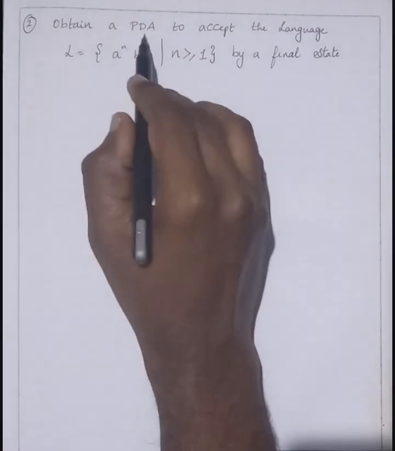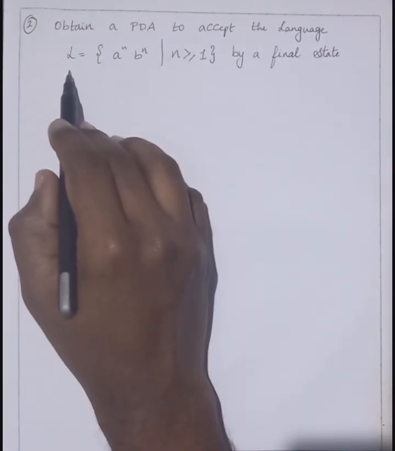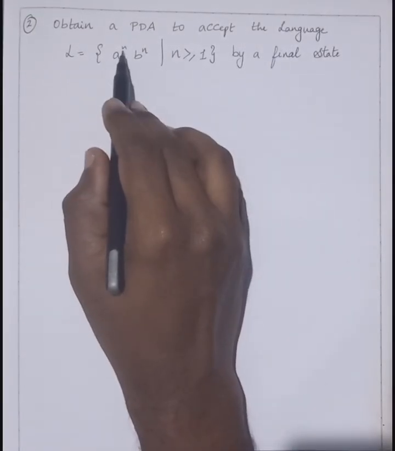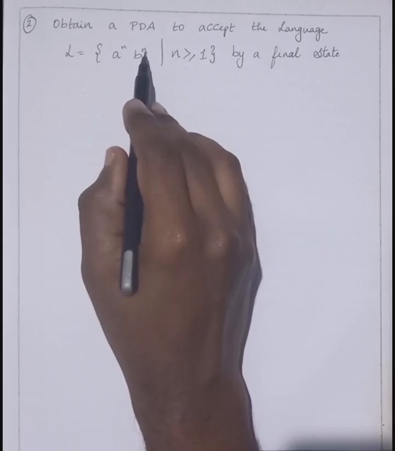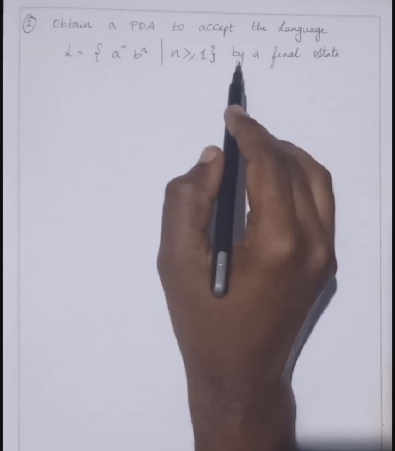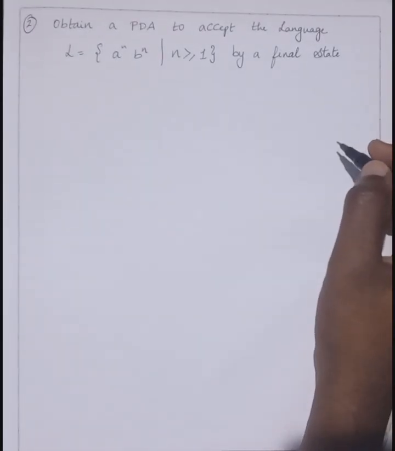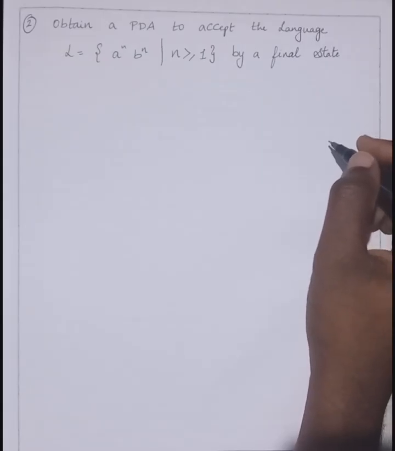So obtain a PDA to accept the language. What the language says: a to the power of n followed by b to the power of n, such that n is greater than or equal to 1, by final state. Okay, we need to write a pushdown automata that is going to accept a to the power of n and b to the power of n.